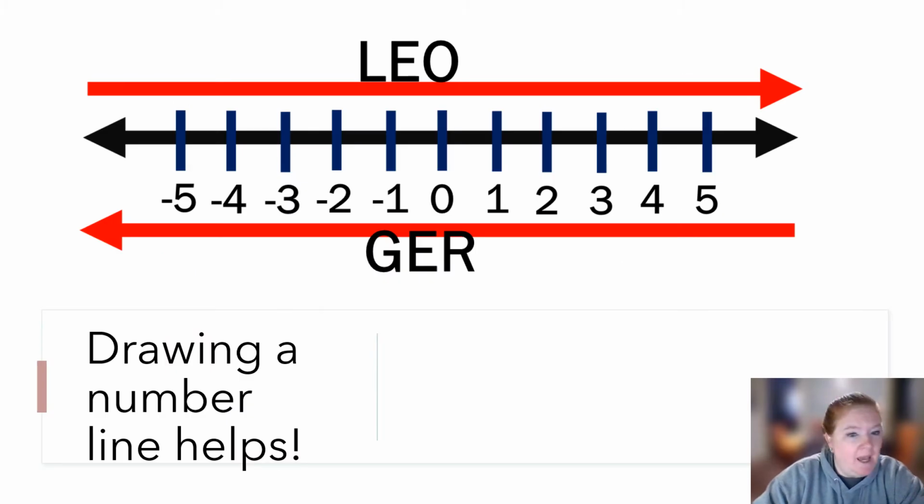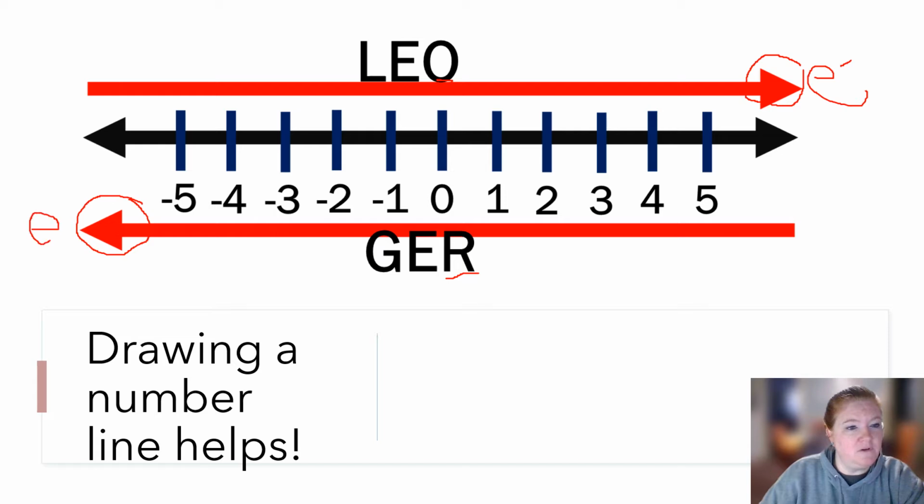Drawing a number line absolutely positively helps. First of all, it helps you determine if it is reduction or if it is oxidation. Second, if you remember to put these arrows, this points to the side you should find the electrons on. This points to the side you should find the electrons on.